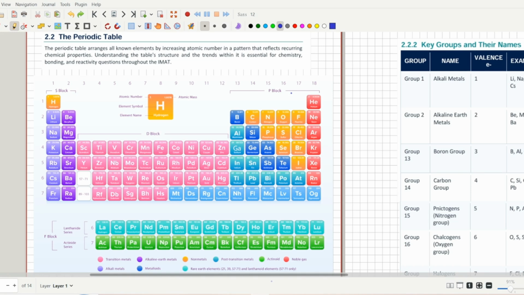For boron it is 5. For carbon it is 6. For nitrogen it is 7. Oxygen 8. Fluorine 9. Neon is 10. So you don't even need to memorize the atomic numbers if you have memorized the periodic table.